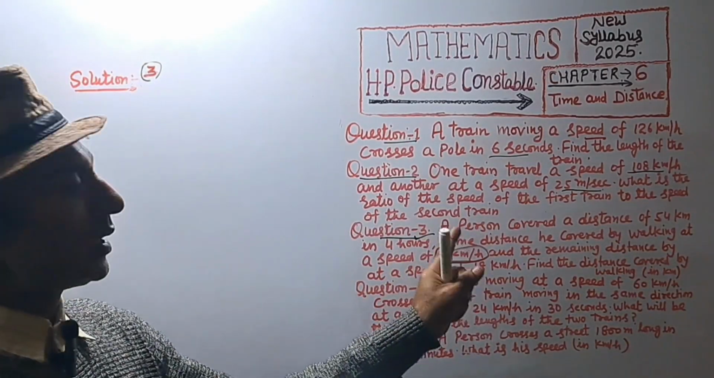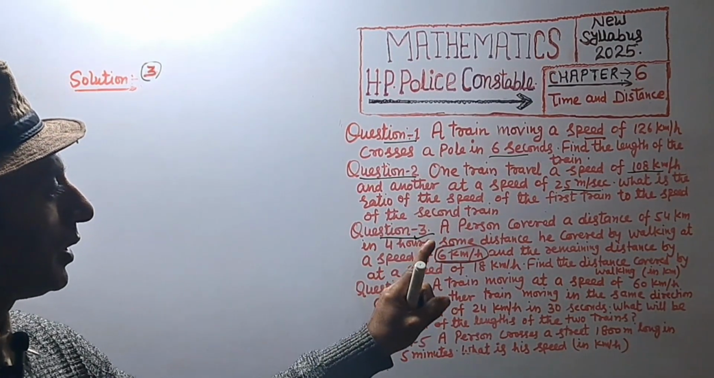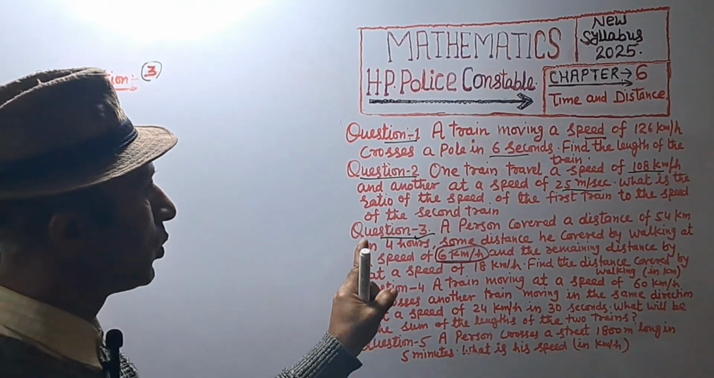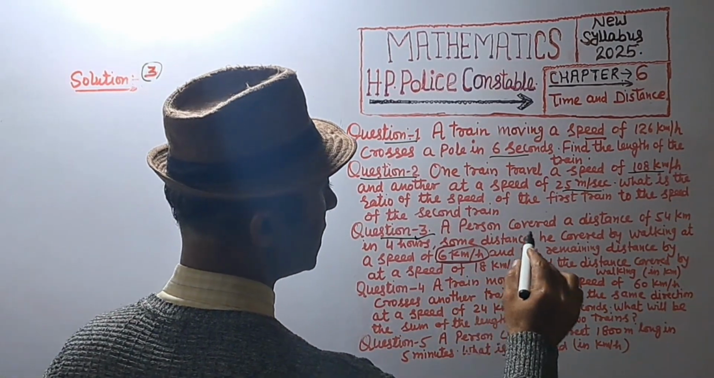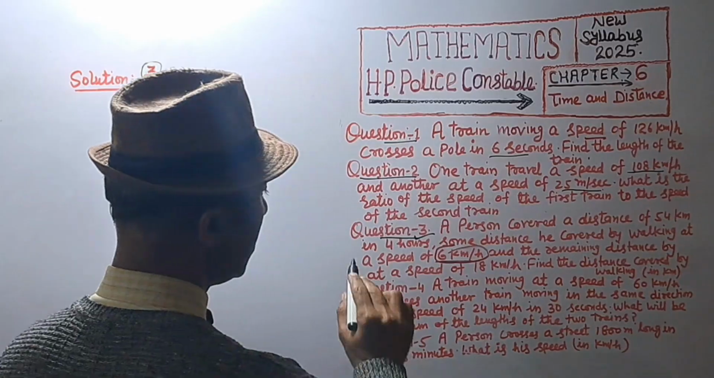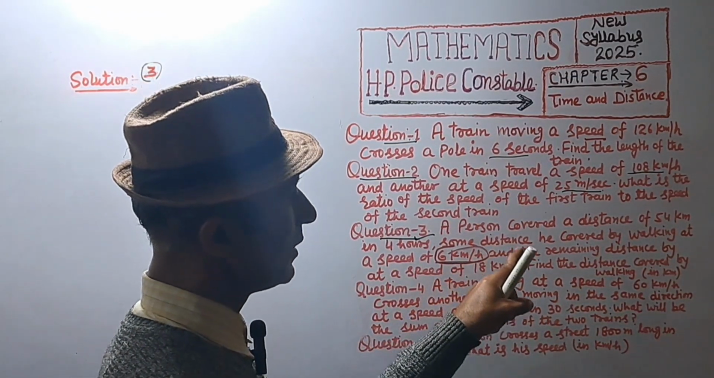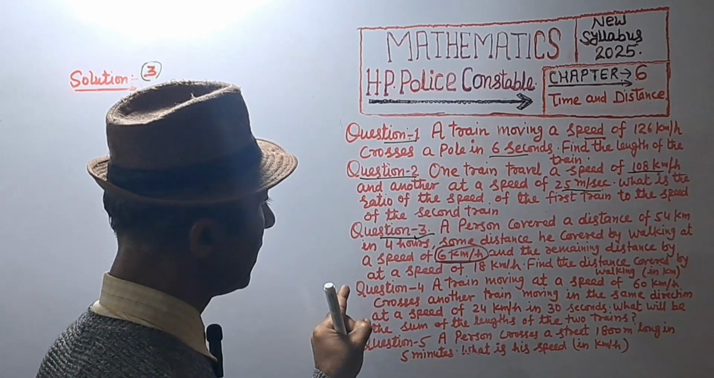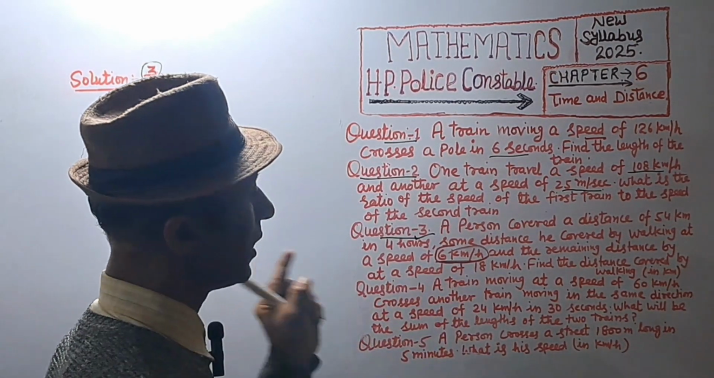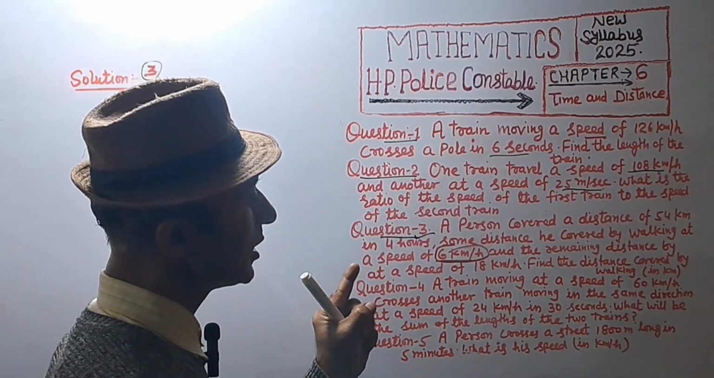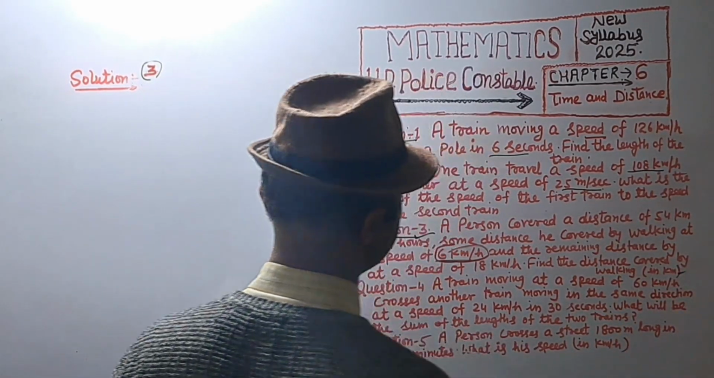Question number 3. A person covered a distance of 54 km in 4 hours. Some distance he covered by walking at a speed of 6 km per hour and the remaining distance at a speed of 18 km per hour. Find the distance covered by walking in kilometer.